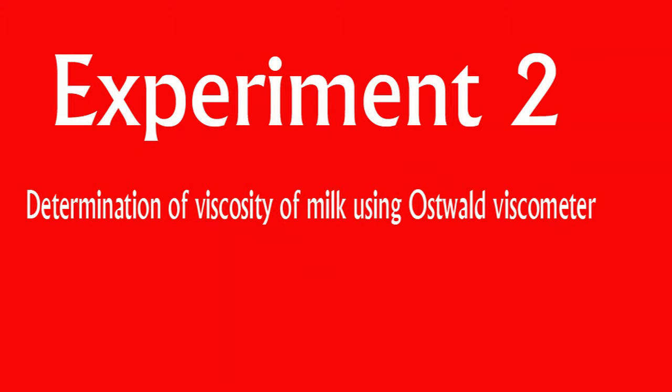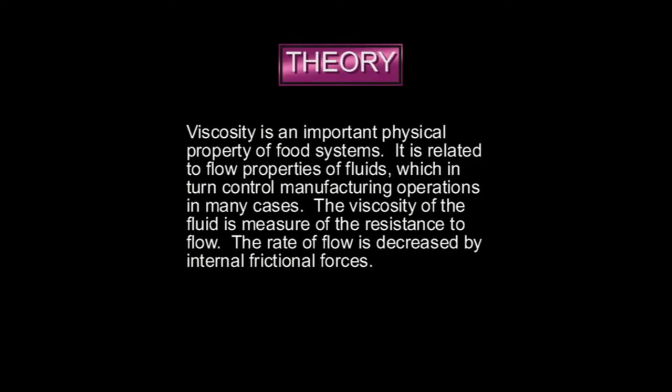Experiment 2. Determination of viscosity of milk using Ostwald viscometer. Viscosity is an important physical property of food systems. It is related to flow properties of fluids, which in turn control manufacturing operations in many cases. The viscosity of a fluid is a measure of the resistance to flow. The rate of flow is decreased by internal frictional forces.